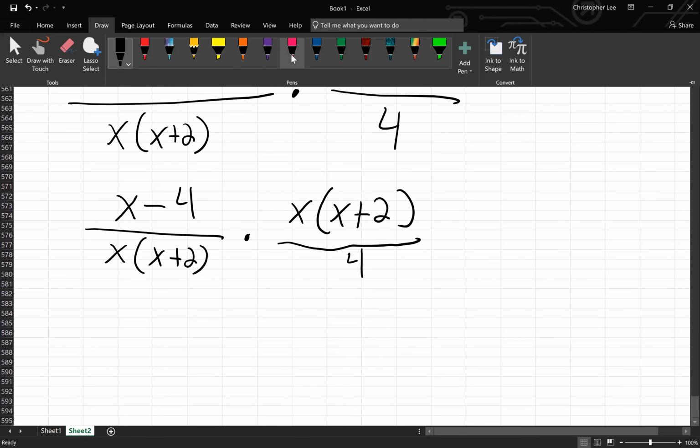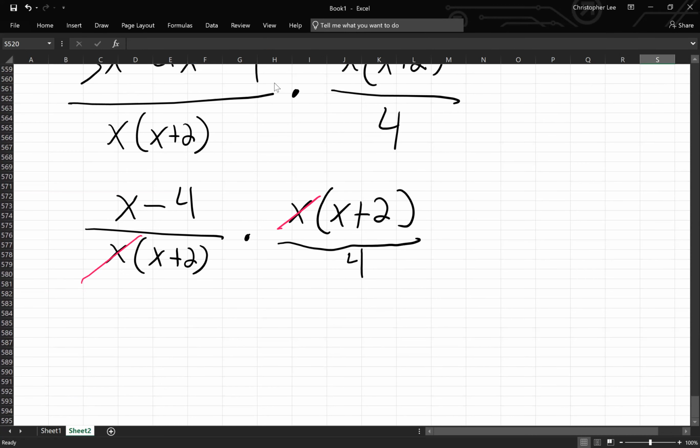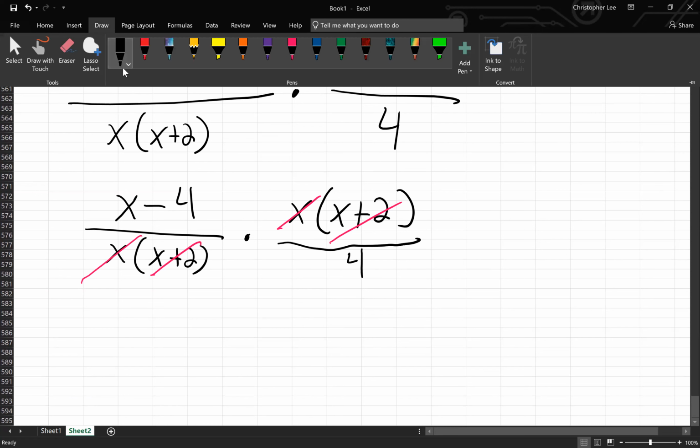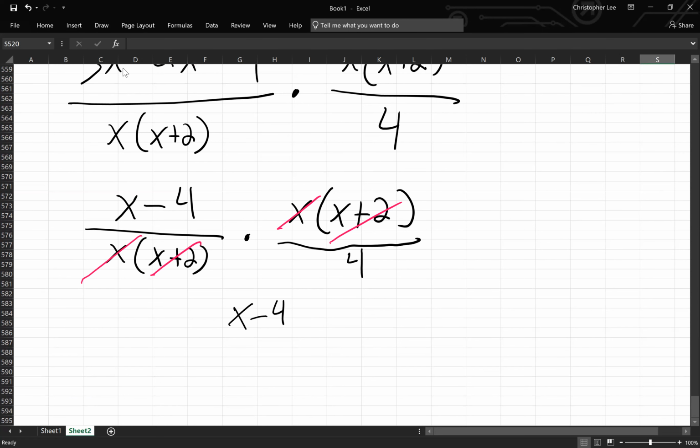Let's cross out like terms. x and x will go, x plus 2, x plus 2. Final answer, x minus 4 over 4.